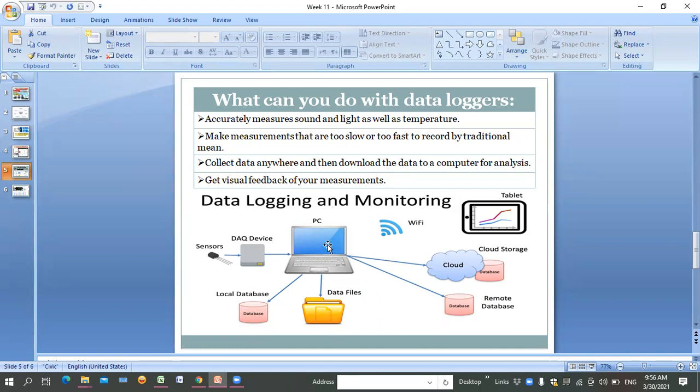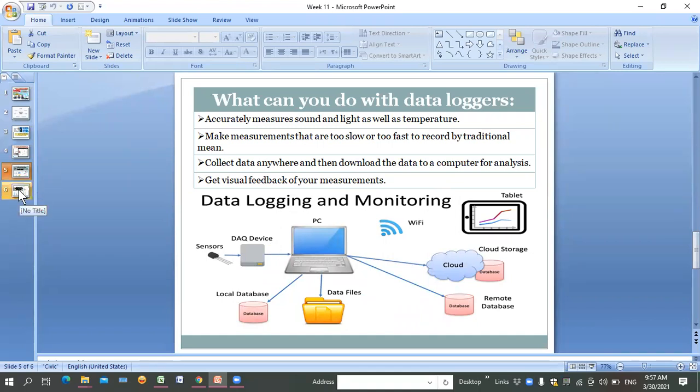Now you can see from this picture, you can even check your data logger on your tablets or your mobile phones, or your data on your PC, but you need the connection. You connect the logger device or the sensor device with your computer, and then all the data is transferred to your computer. You can take out a print if it is necessary.